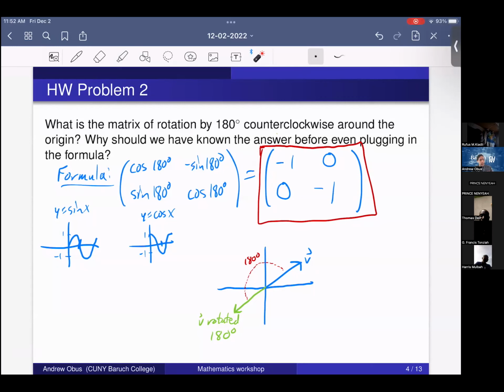So what's happening to this vector v when it's being rotated 180 degrees? What's the new vector? It's v times what? Just from looking at the picture, we see it's the same vector as v, but it's pointing in the opposite direction. So what does that mean in terms of algebra?